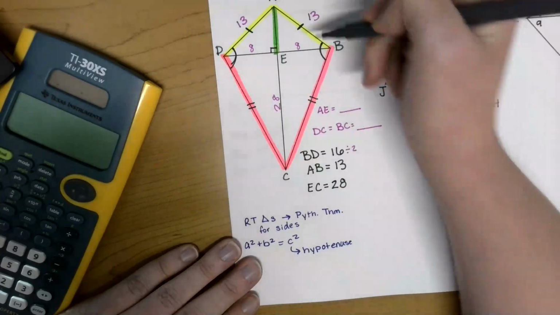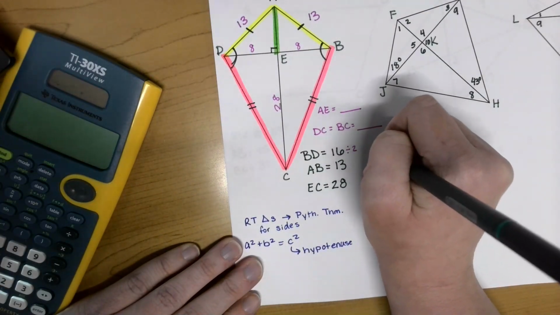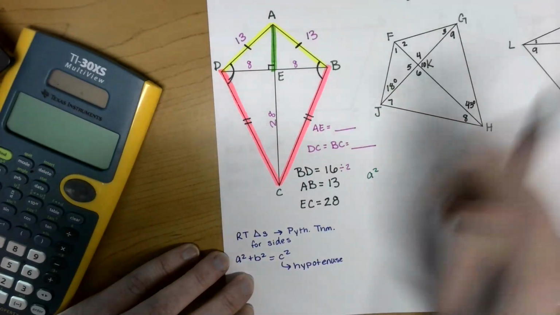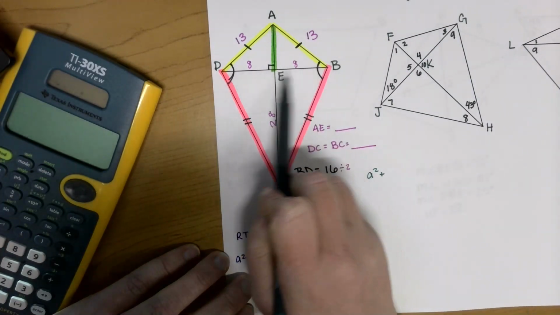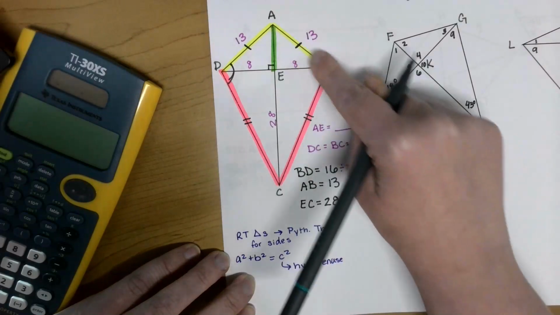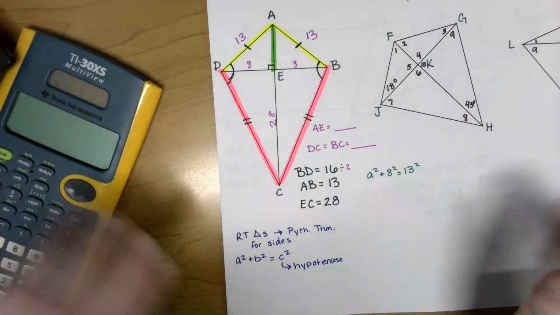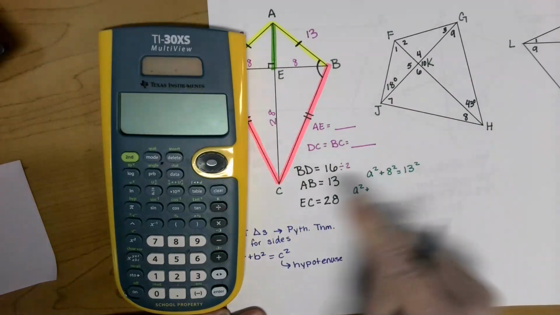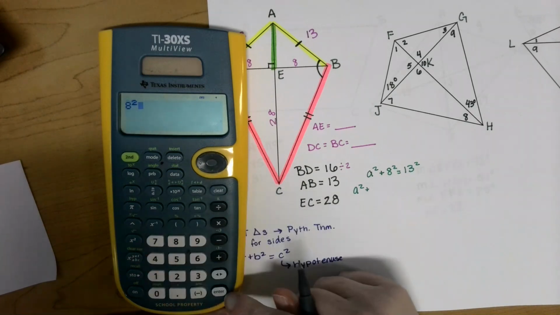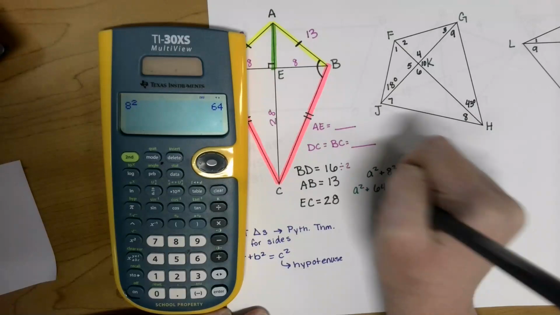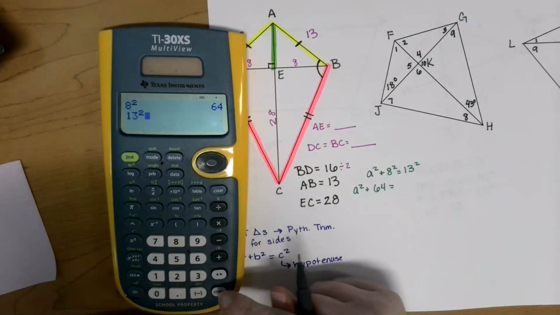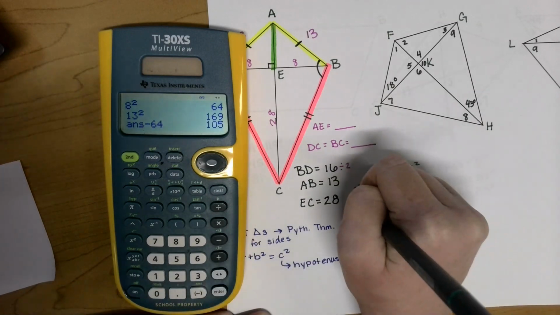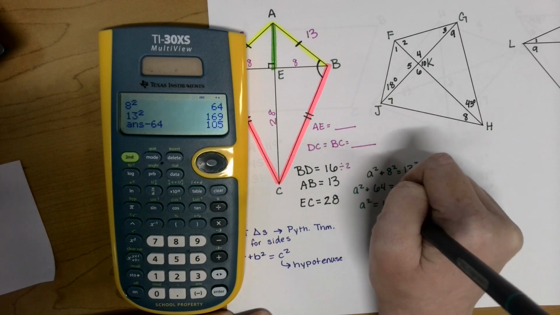So this is a missing leg. This is my hypotenuse. We're going to plug in. We've got a squared plus b squared equals c squared. I'm missing a leg, so I'm going to leave a open, plus my other leg is 8. My hypotenuse is 13. Okay, now it's just calculator work. I can't do anything about the a. 8 squared is 64, and 13 squared is 169. We're going to subtract 64. We get 105. And a squared is 105.